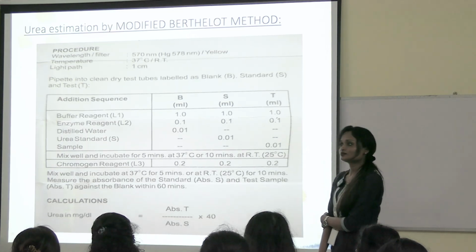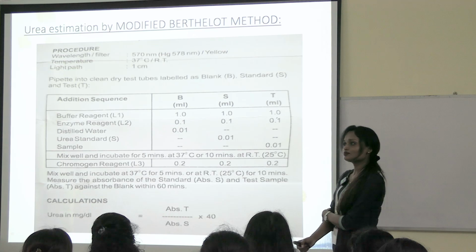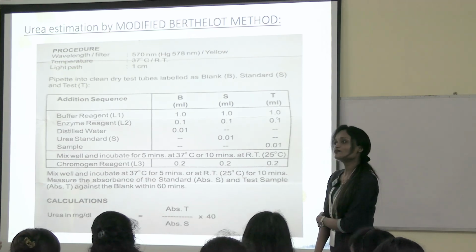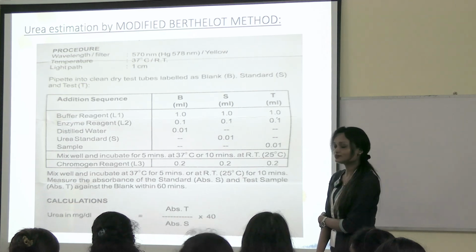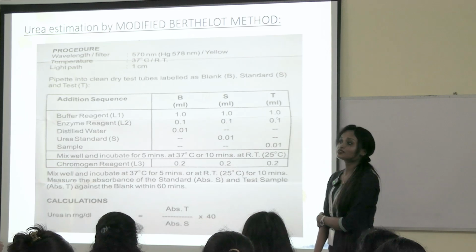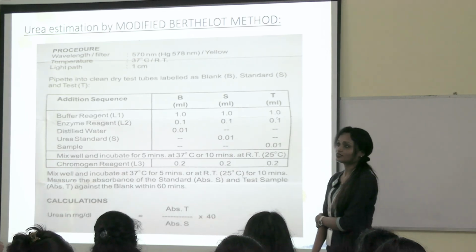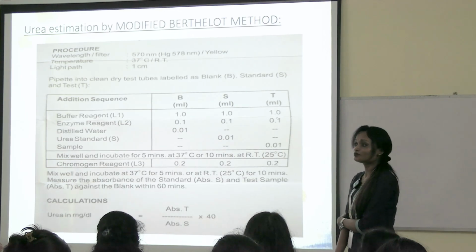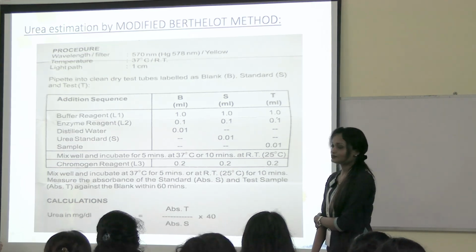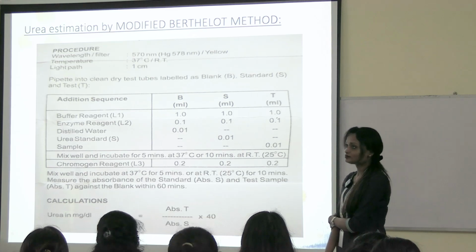And again we will add the... If you incubate, this is for 5 minutes, and if at room temperature, then for 10 minutes. And we will add the chromogen reagent. We will mix it well. How much chromogen reagent? 200 microliter. And we will again mix it well and incubate at 37 degrees centigrade for 10 minutes.